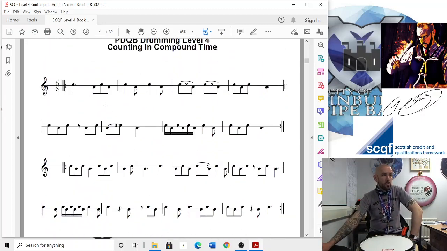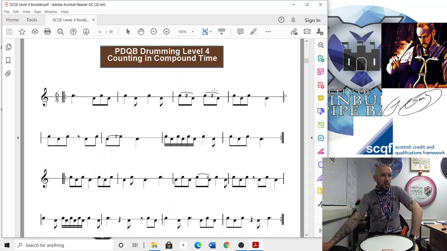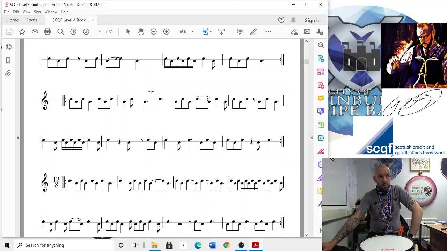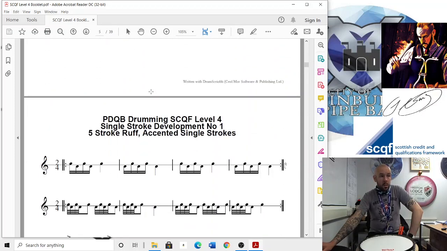So that concludes all of the exercises in level 4, counting in compound time. And as always, please try them, because it's the same as in simple time. The more you play them, the more you practice them, the easier you'll find it to eventually write out drum scores in 6/8 time. So 6/8 marches or jigs. And jigs for me are the easiest type of drum score to write out. Very easy to write out, but very difficult if you don't have a basic understanding of counting the notes. So please spend the time on it. You'll absolutely benefit from it.